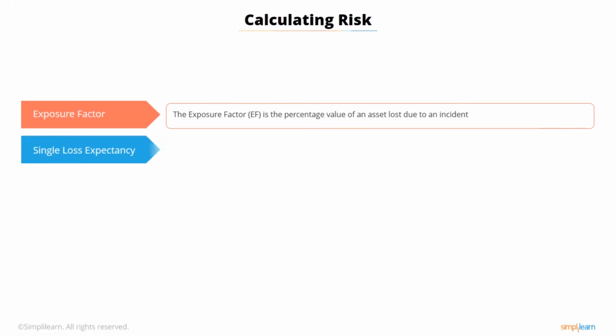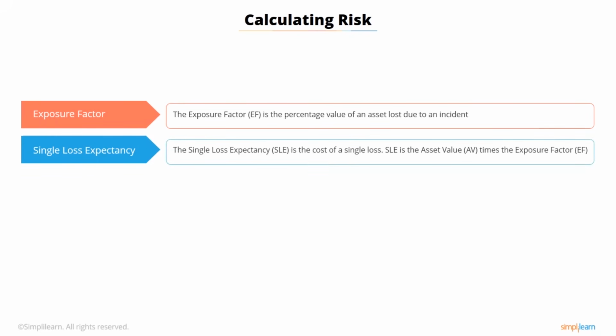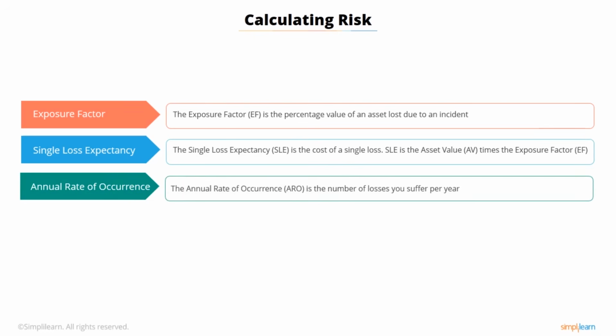Now, if we look at a single loss expectancy, that means what do we lose in a single negative incident? We start with the asset value. How much is the asset worth? Times that exposure factor. That will give us a single loss expectancy. Next, we have to consider the annual rate of occurrence. That's the number of losses you might expect to have in a year.